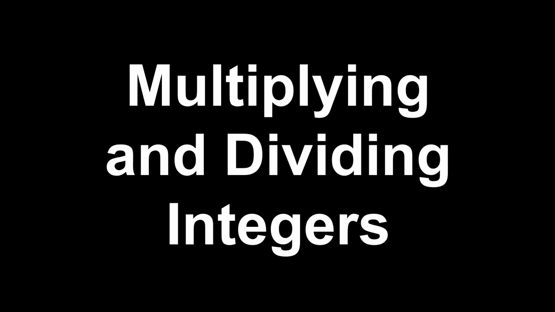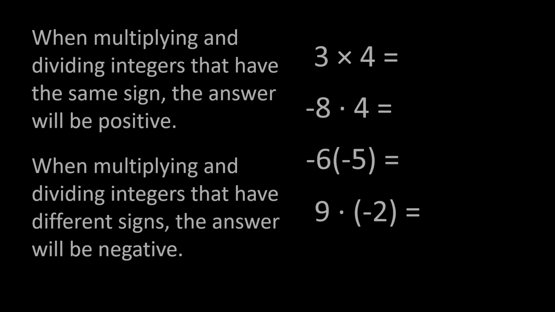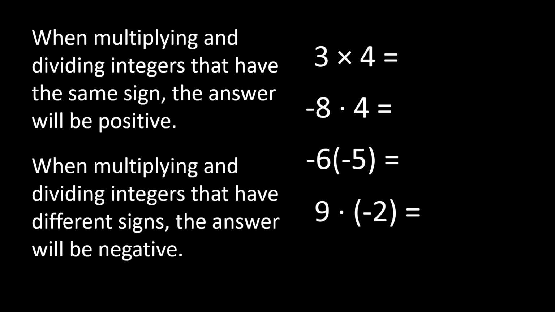Now let's take a look at multiplying and dividing integers. The rules for multiplying and dividing integers are the same. If the integers have the same sign, your answer will be positive. If the integers have different signs, then the answer will be negative. We're going to start with multiplication.